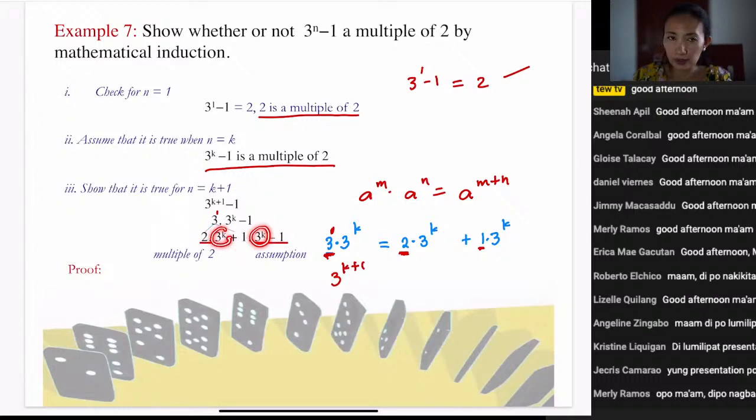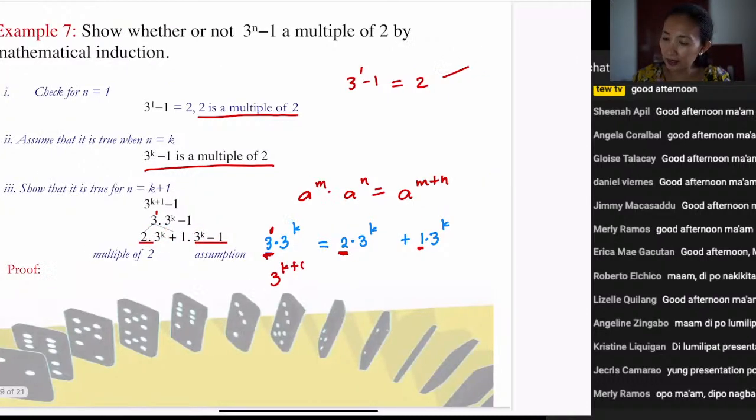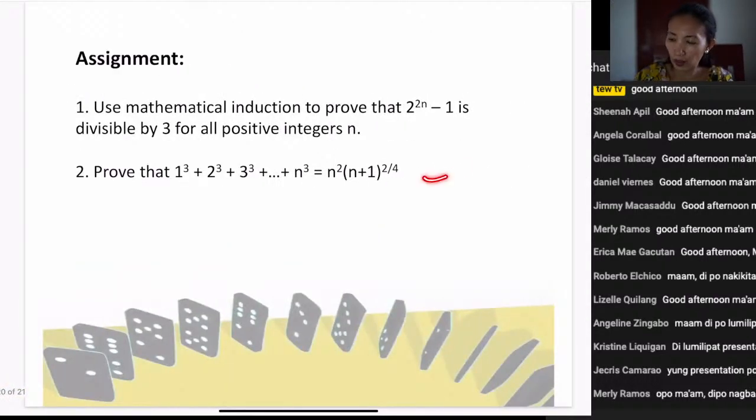So, for your assignment din, ito. Similar siya dun sa previous. Assignment number 1, use mathematical induction to prove that 2 raised to 2n minus 1 this time is divisible by 3. What do we mean divisible by 3? Parang ganun din. It's a multiple of 3.